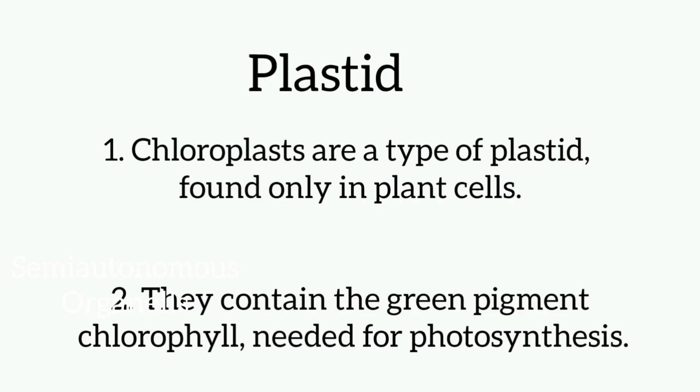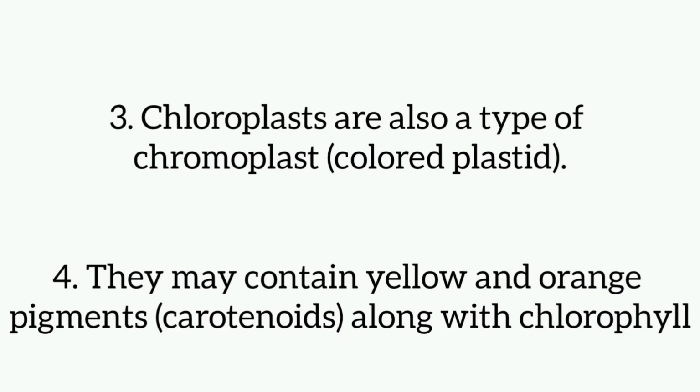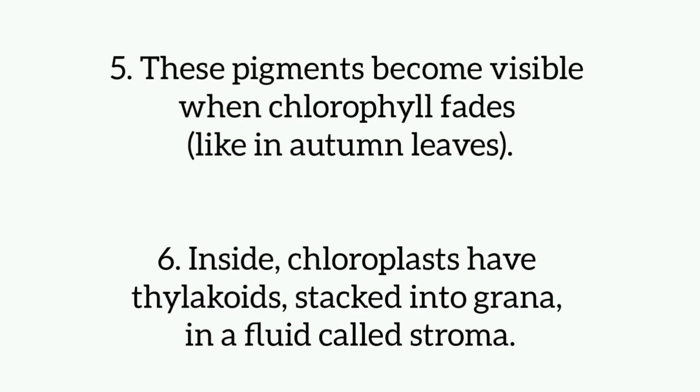The important points about the chloroplast are: chloroplasts are a type of plastid found only in plant cells, and they contain the green pigment chlorophyll needed for photosynthesis. Chloroplasts also contain yellow and orange pigments in very small amounts along with the chlorophyll, and these pigments become visible when chlorophyll fades. Inside the chloroplast are thylakoids, which are stacked one above the other to form grana, and many grana float in a fluid matrix called the stroma.